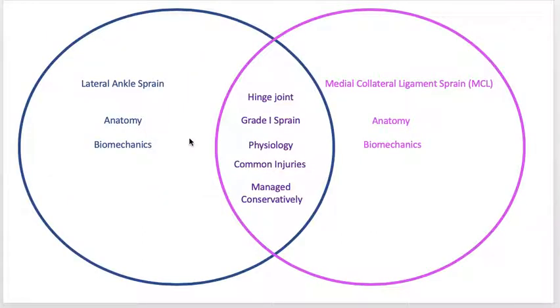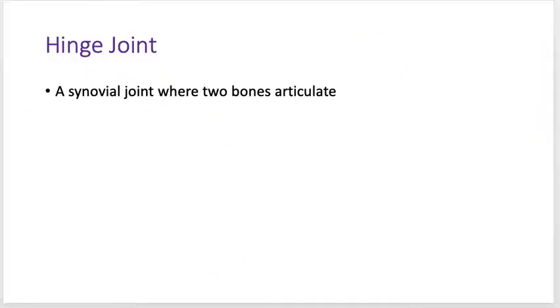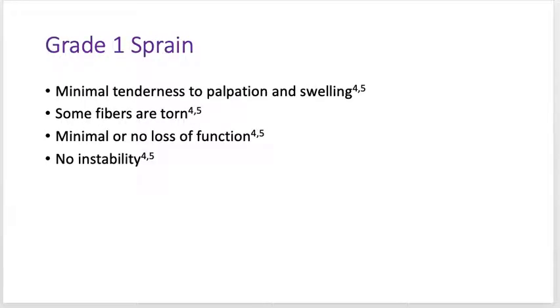So the lateral ankle sprain and the medial collateral ligament sprain actually have a lot in common, as outlined here in the middle of the Venn diagram. So first, the ankle and the knee are both considered in literature as a hinge joint, so they are both synovial joints where 2 bones articulate. We're talking about a grade 1 sprain in both of these situations.